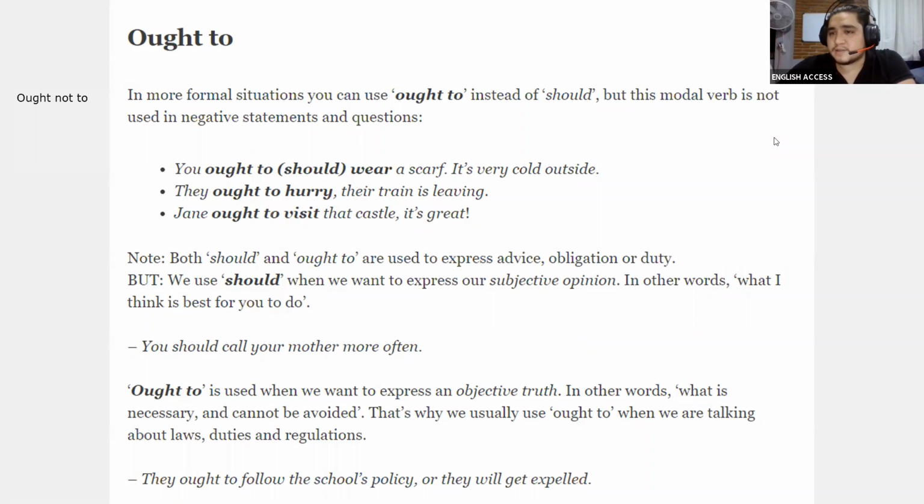All right, Gina, can you... Oh, she left. Okay. Gina, can you read the second example, please? Yes. They ought to hurry. Their train is leaving. Mm-hmm.